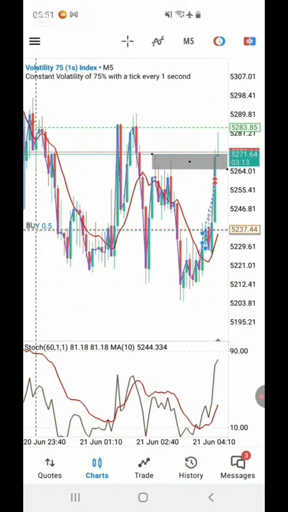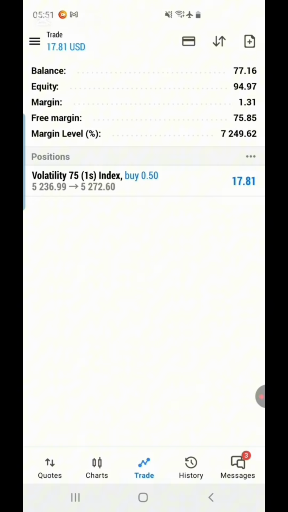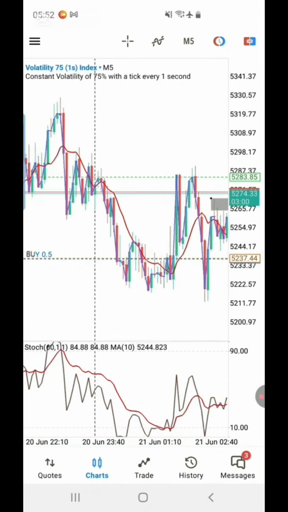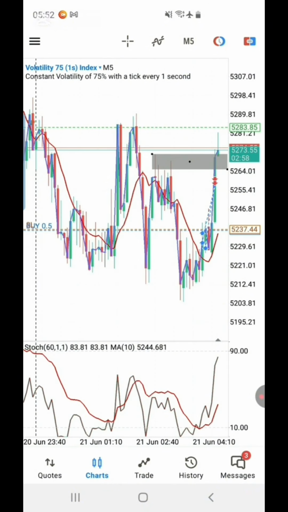So already you can see how I managed the trade by closing 2 positions, just to make sure that at the end of the day we are not losing everything. All right, and I've broken even on this trade, and we wait to see the outcome.